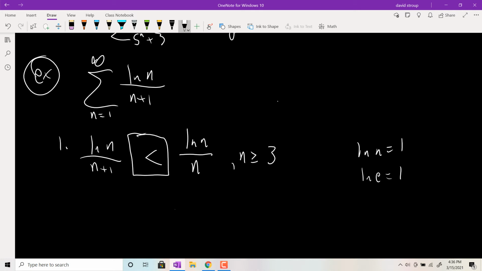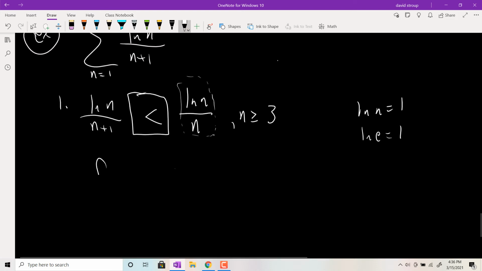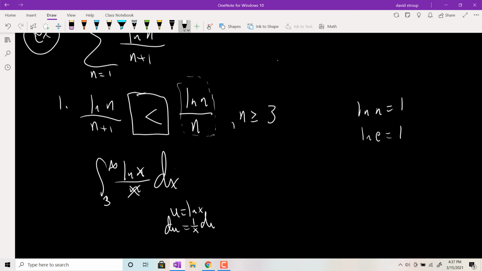Let's take a look at this ln of n over n. That thing looks like something I could do an integral test on. So try your integral test, ln x over x dx, from 3 to infinity, and see what happens to that thing. You need a u sub for the numerator: u is ln x, du is 1 over x dx, so dx is x du.